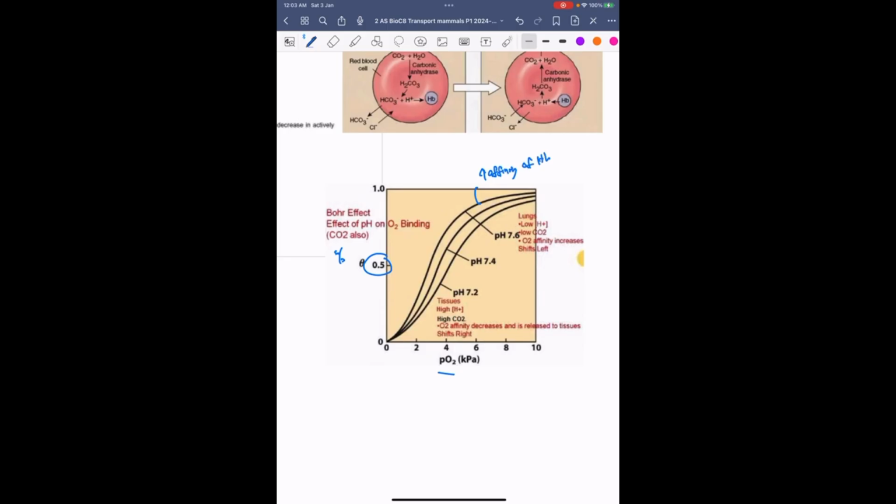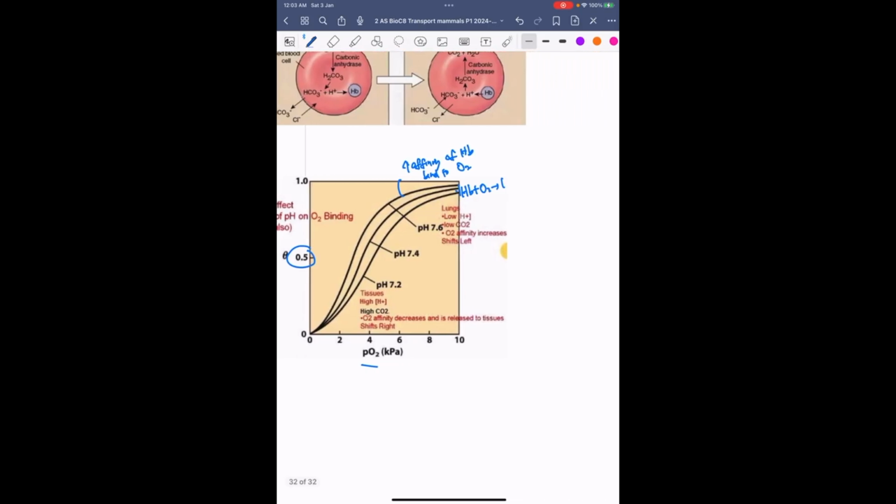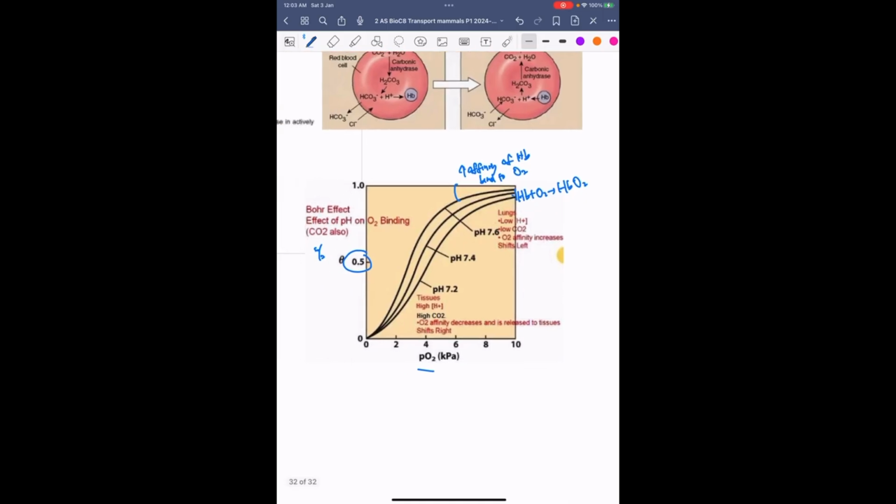of the hemoglobin to bind to the oxygen. So at this site, the hemoglobin tends to combine with oxygen to form oxyhemoglobin. This is what happens when there's a high partial pressure of oxygen. So how about when there's a very low partial pressure of oxygen?